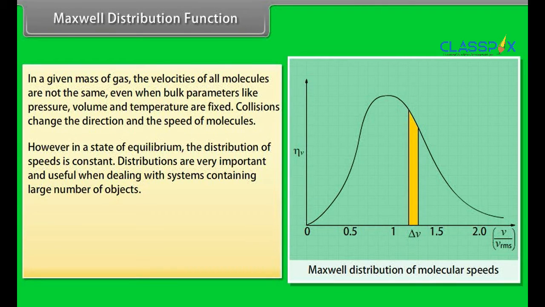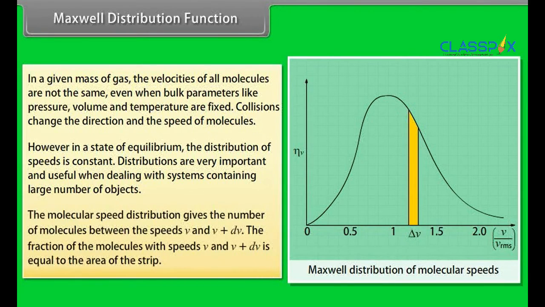Distributions are very important and useful when dealing with a system containing a large number of objects. The molecular speed distribution gives the number of molecules between the speeds v and v plus dv. The fraction of the molecules with speeds between v and v plus dv is equal to the area of the strip.